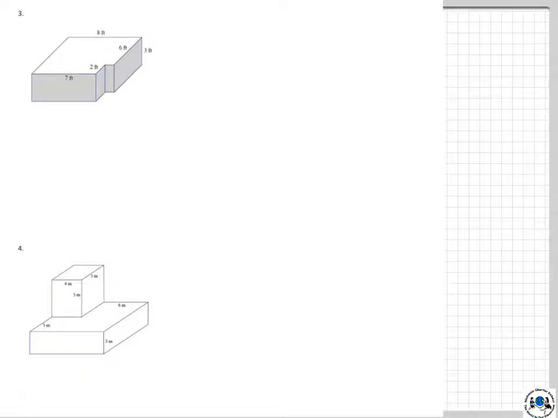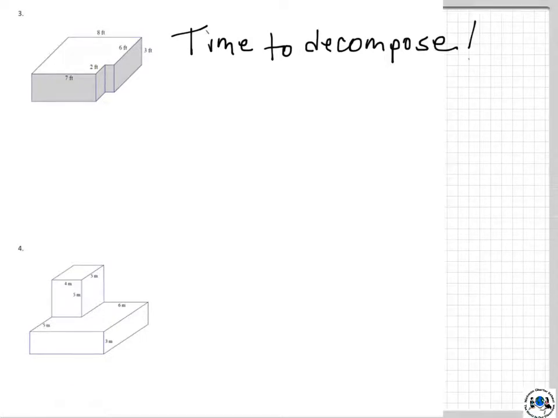Okay, so let's look at number 3 here. I'd say it's time to decompose. Take this in different parts. Pretty much what we've been doing. It's probably not decomposing necessarily, but I wrote that anyway. It's kind of what we're doing constantly here. So first, I guess it is time to decompose.